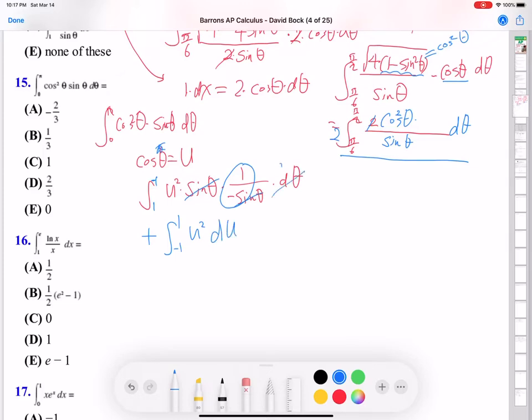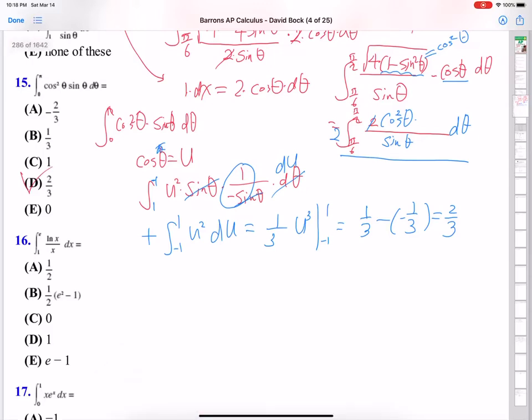I'm sorry, that is du, not d theta. Okay, so what is the integral of u squared? By power rule, 1 over n plus 1 times x to n plus 1. That's the formula, right? And it's 2 in this case. So 1 over 2 plus 1, which is 3, times u cubed from negative 1 to 1. Plug in top number, that's 1/3, minus plug in bottom number, negative 1/3, so 2/3. Where is that? D. So D is the answer.